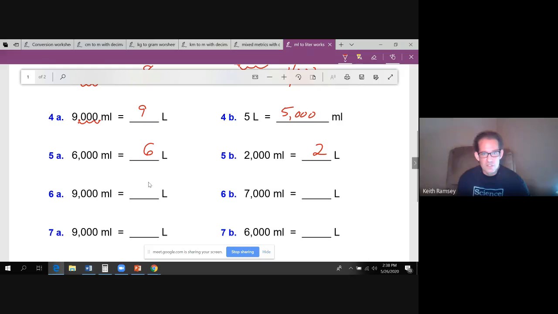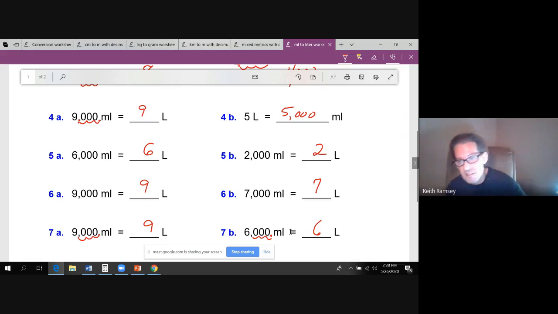9,000 milliliters would equal 9 liters. 7,000 milliliters would simply equal 7 liters. 9,000 milliliters. Here's my decimal. I move it once, twice, 3 times, and it just equals 9 liters. Here's my decimal for 6,000 milliliters. I'm just moving it once, twice, 3 times, and this just equals 6 liters.